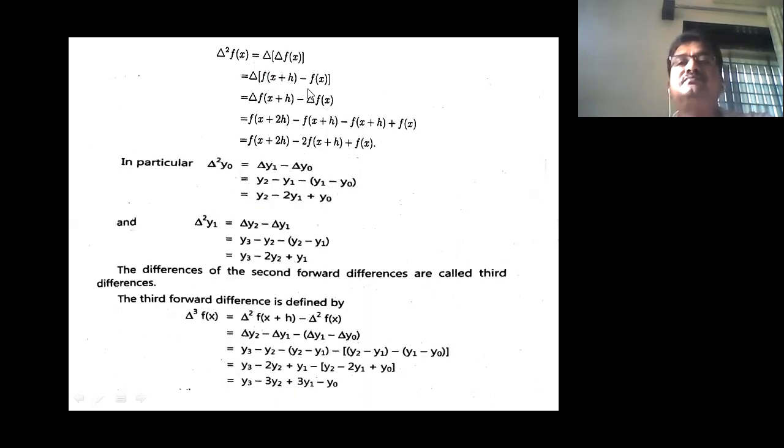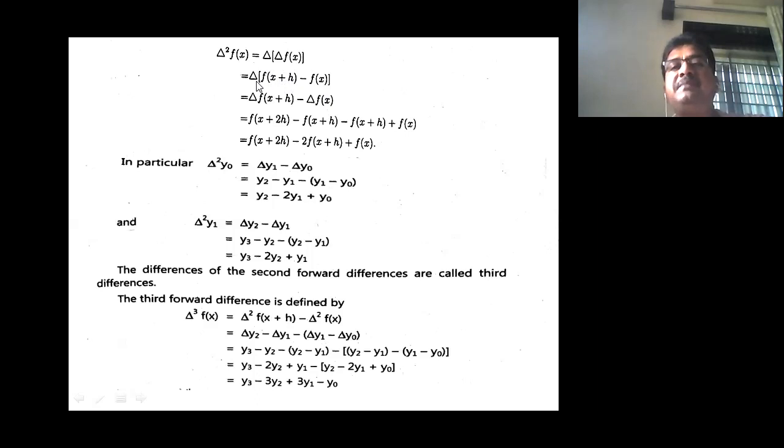So delta square f x. What is delta square f x? It is delta of delta f x. Delta square means delta into delta. So delta of delta f x. And what is delta of f x? Delta of f x is f of x plus h minus f x. This is delta f x: the value at the next point minus the value at the same point.